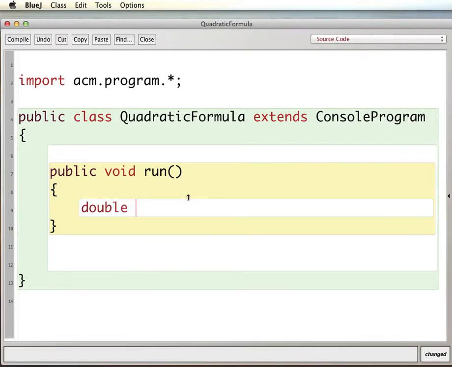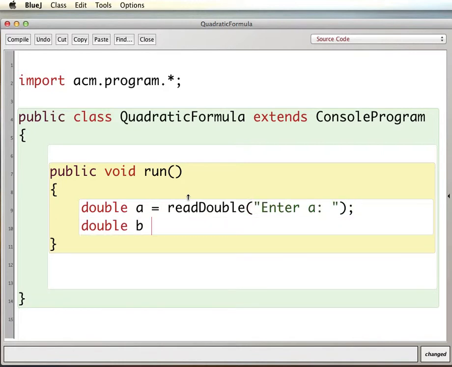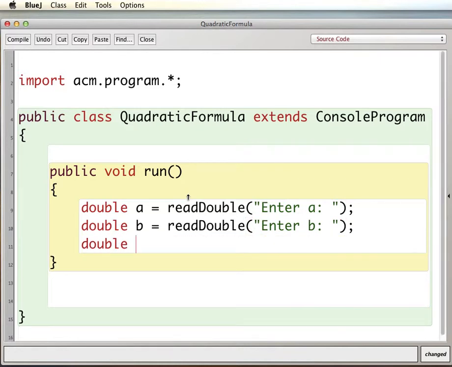So there should probably be doubles. Double a equals, the command is read double. We haven't used that a lot, but it's like read int or read line. Enter a. Double b is read double. Enter b.